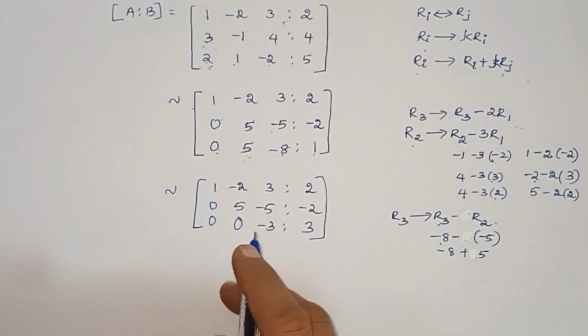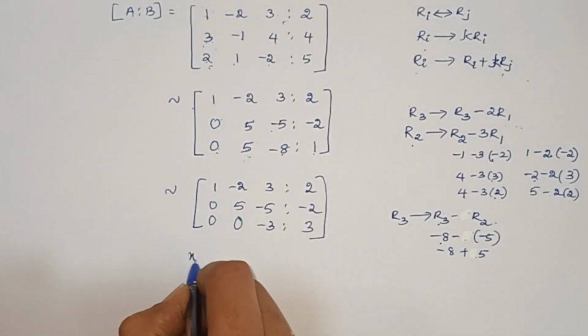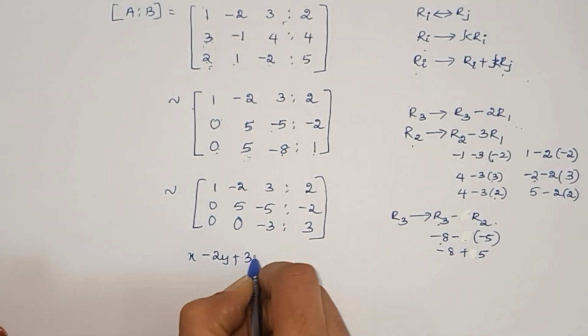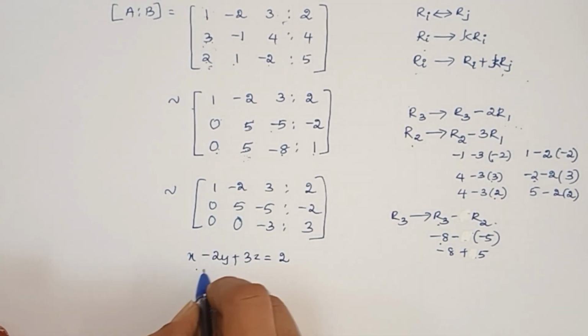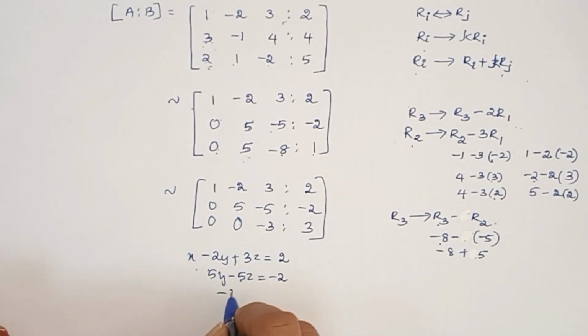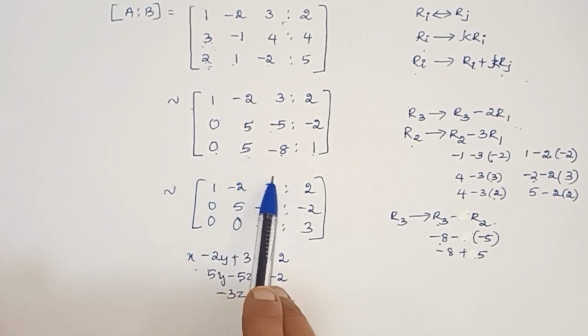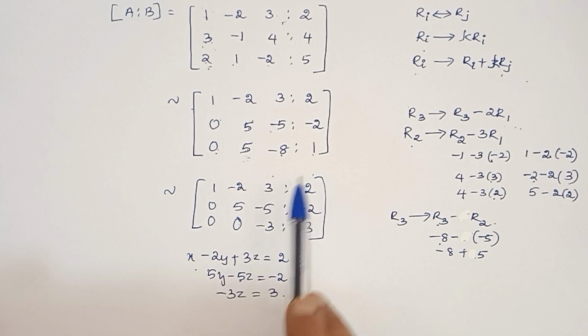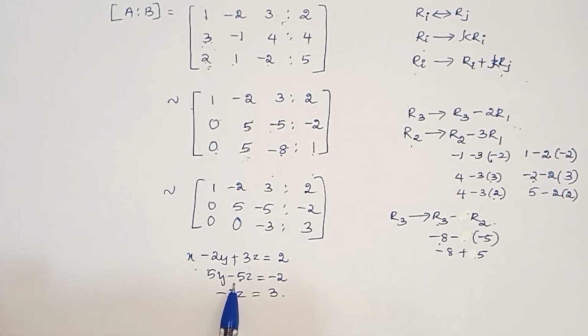Now the equivalent system is obtained as x minus 2y plus 3z equal to 2, then 5y minus 5z equal to -2, then -3z equal to 3. That is, here x, y, z column wise, and this is the constant term. So this system is equivalent to the given system. Now the values of this system are obtained by the back substitution method. Values obtained here are the values of the given system as well.